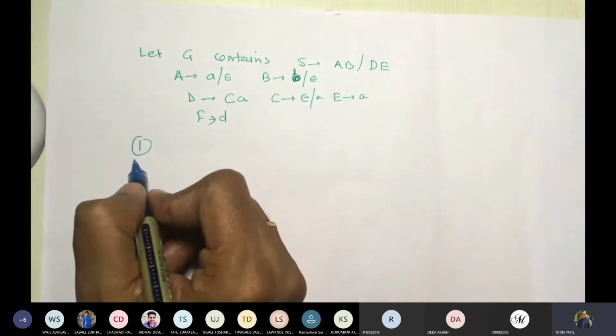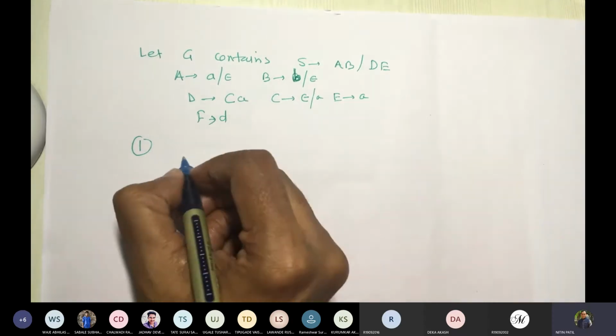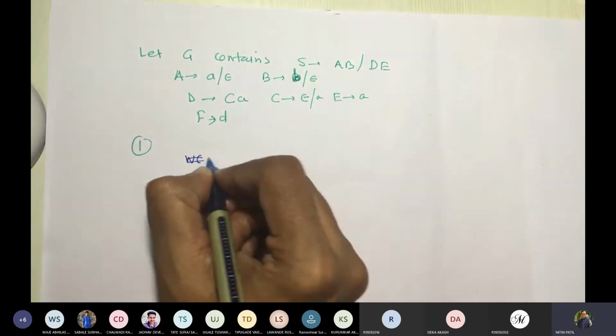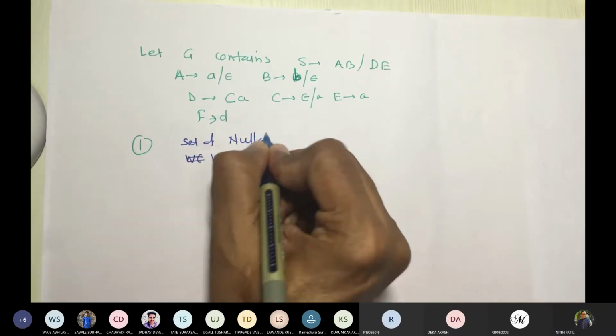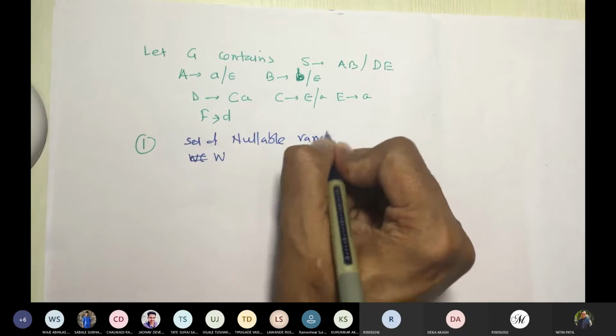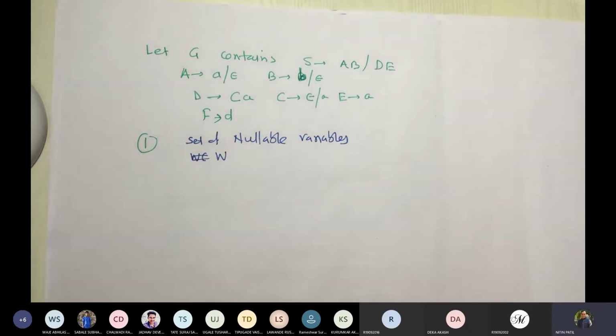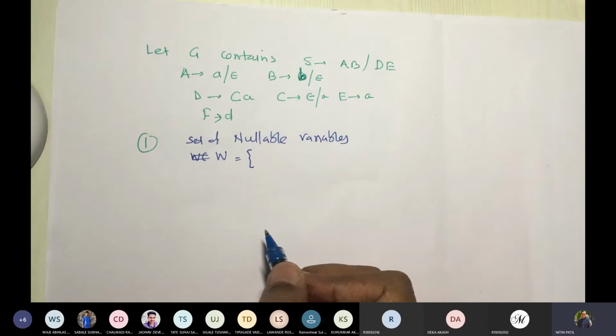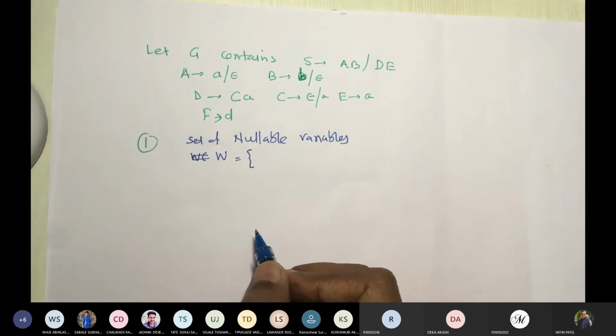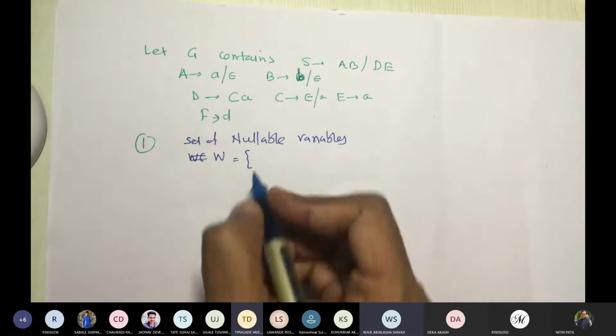So let us first apply the nullable variable step. We have to construct the set W of nullable variables. W would be what? You are going to take all those variables which are giving you epsilon. Which of them are giving you epsilon directly? Can somebody point out which are giving us epsilon directly? A, B, C.